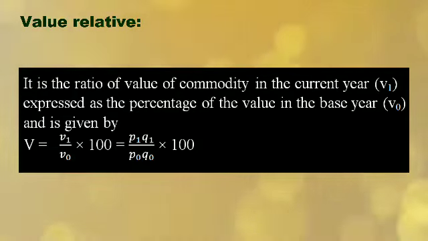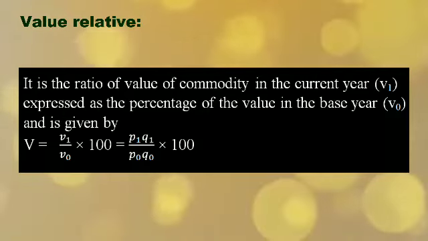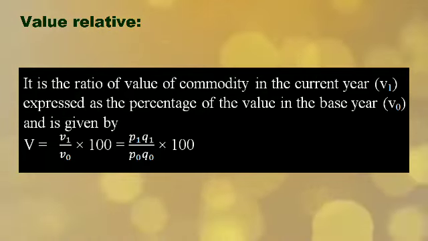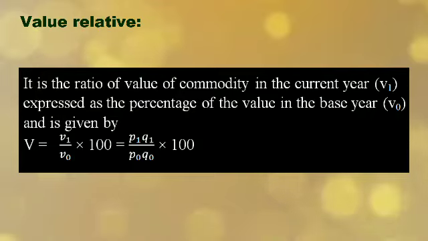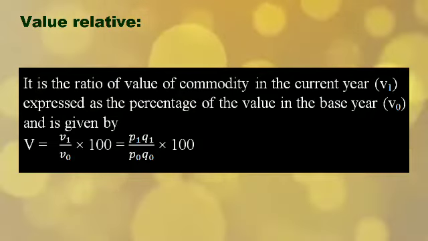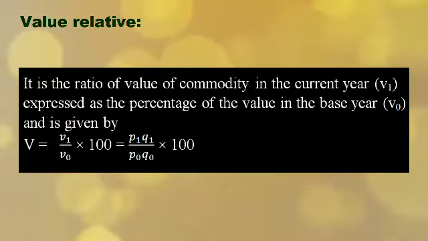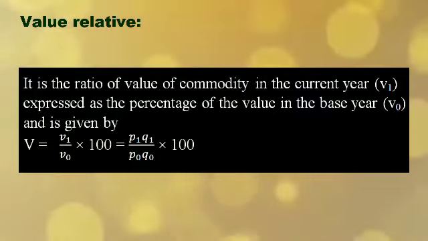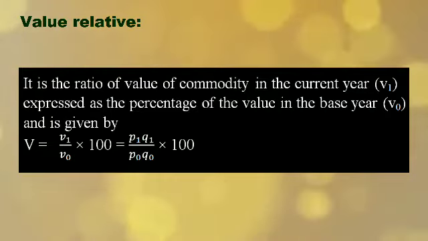In price and quantity, again you have base and the current year, right? So the base year price is denoted as P naught, current year price is denoted as P1. Base year quantity is denoted as Q naught, current year quantity is denoted as Q1. Similarly, value relative, left hand side, is denoted as capital letter V, which is equal to small letter v1 by small letter v naught and into 100. So current year value divided by base year value, which is multiplied by 100.